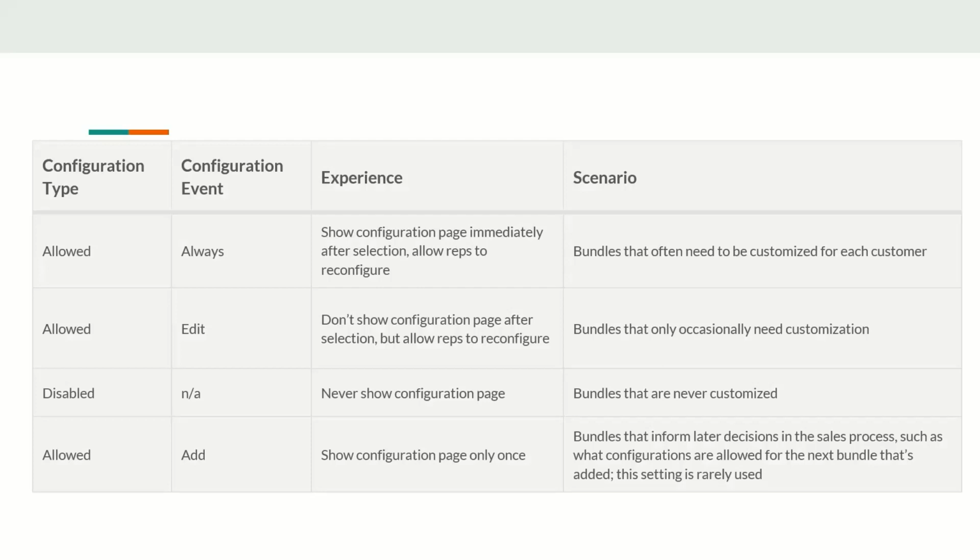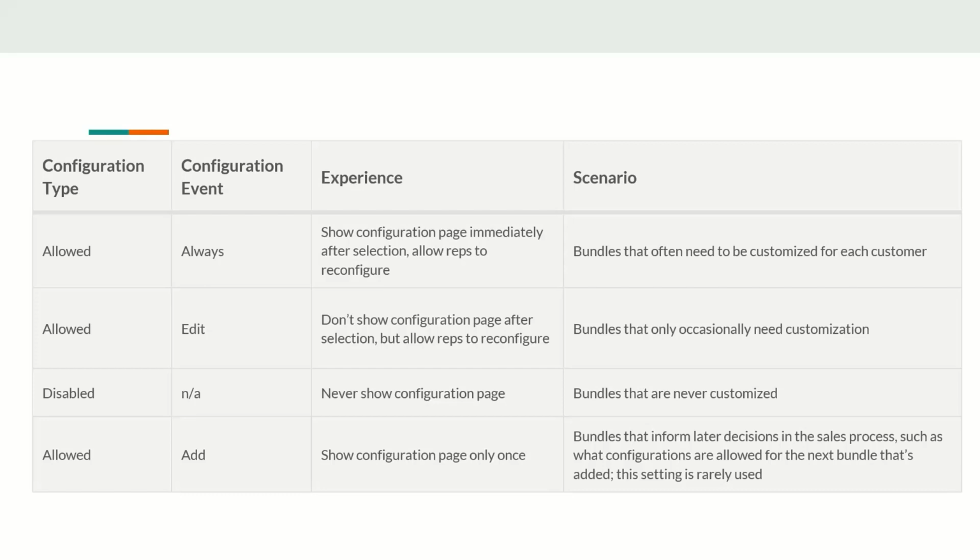If the configuration type is allowed and the configuration event is always, then when we select a particular product on the quote line editor, it will open the product configurator page, where you can see the product options according to the features, and then you can click on save. Each and every time, if the configuration type is allowed and the configuration event is always, you will get that product configurator screen.